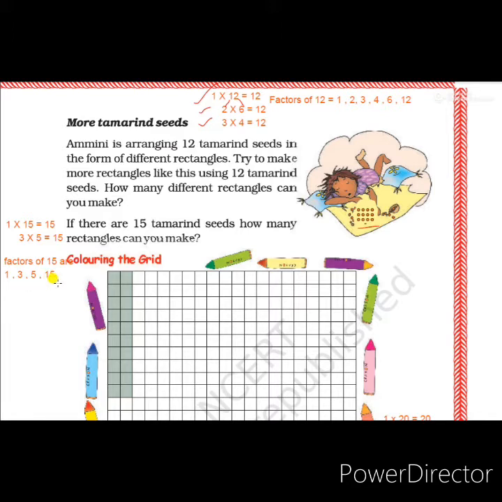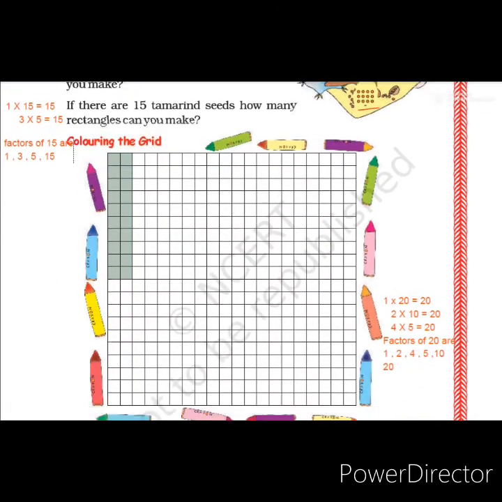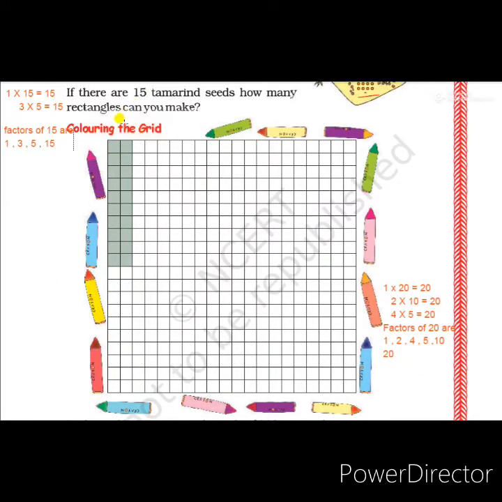Now here we have asked the question. The next topic is coloring the grid. In the grid, a rectangle made of 20 boxes is drawn. See the first one, a grey color rectangle they have drawn. There are 10 boxes in each line. Total 20 boxes are there, 10 boxes in each line.